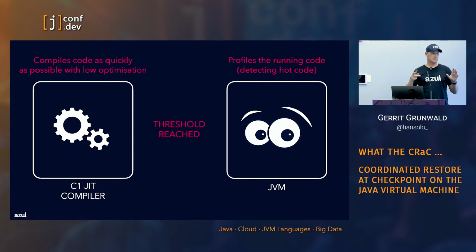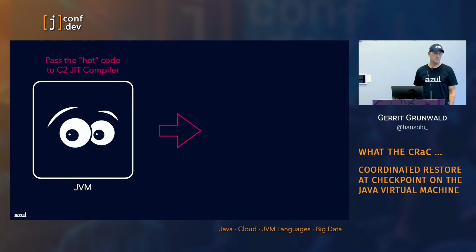So then again, the JVM is watching this compiled code, profiling it, and figuring out, is there hot code that is called more than once, maybe more than 1,000 times, 10,000 times, then it reaches another threshold, a number of calls of this hot code, and then takes the code and forwards it to the C2 compiler, including the profile information.